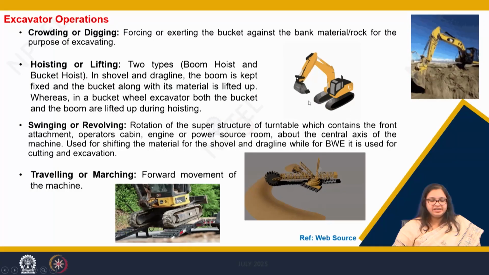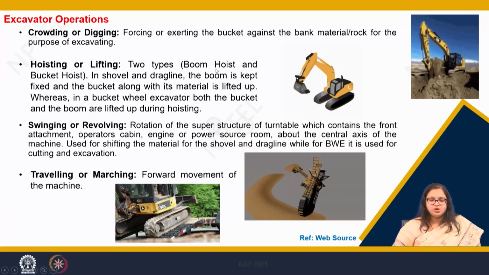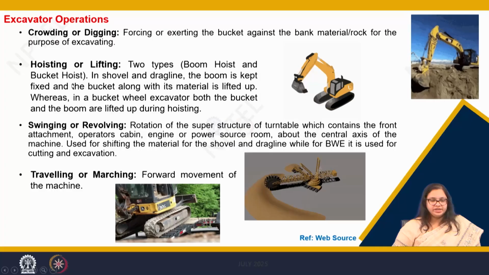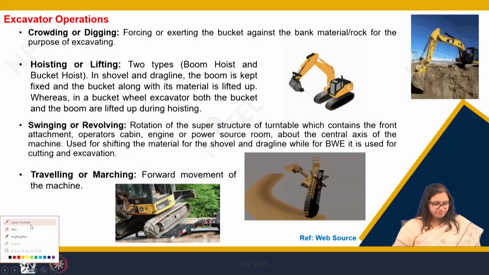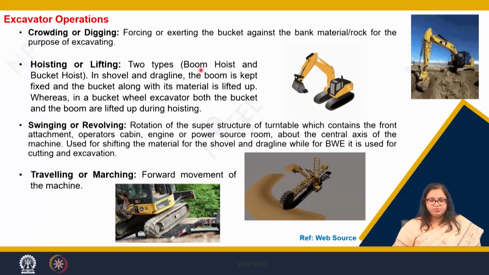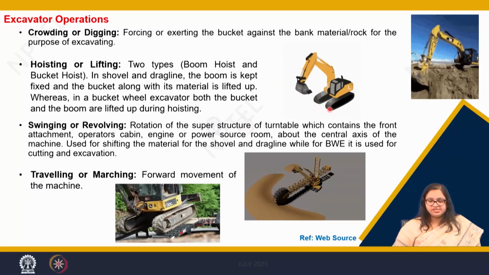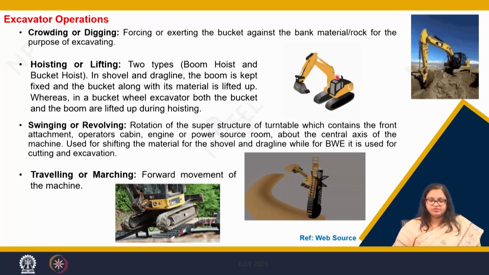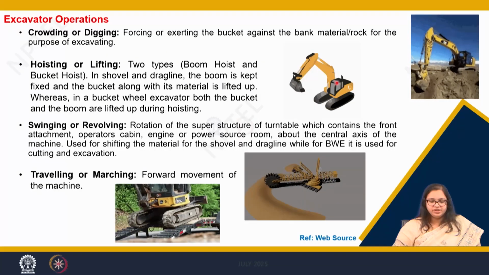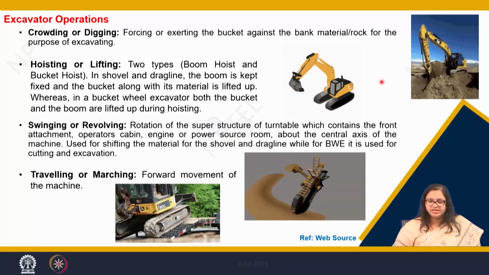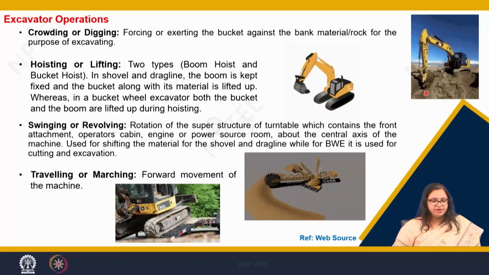Now the hoisting and lifting operation can be of two types. One is a boom hoist and the other is a bucket hoist. If we see here, this is the shovel. If it moves the boom up and down, we call it a boom hoist, and similarly if it moves the bucket up and down, we call it a bucket hoist.